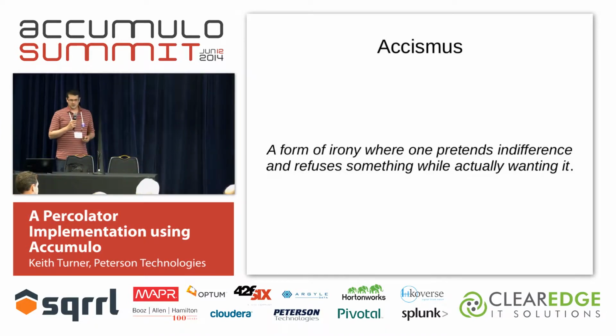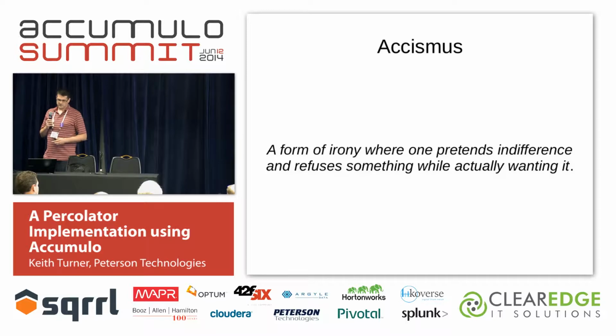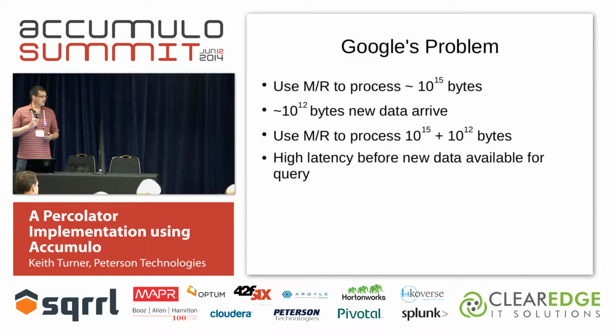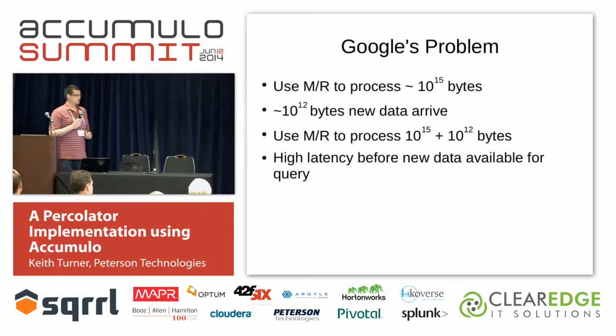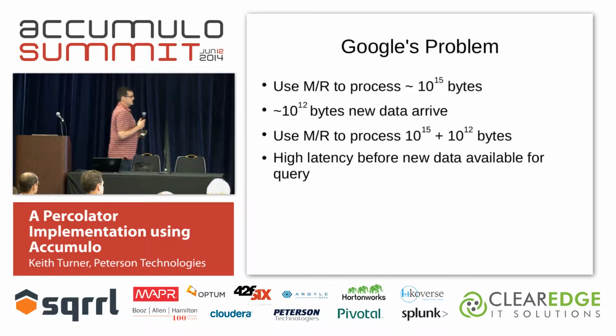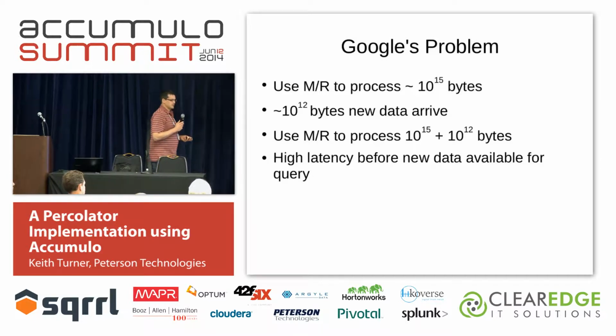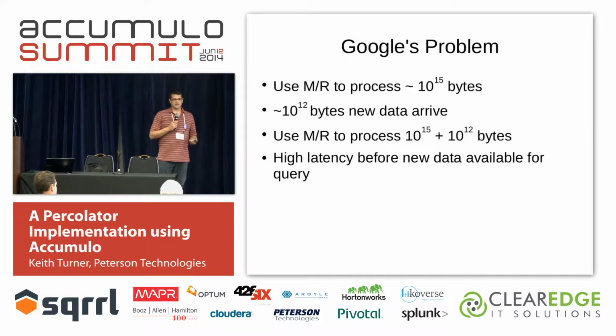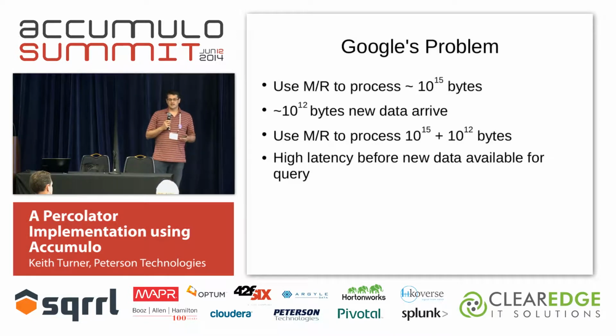So Percolator is an interesting paper that Google wrote. It's something that builds on top of Bigtable. And the problem they're trying to solve is the problem of incremental ingest. So the situation they lay out in the paper is they're indexing.